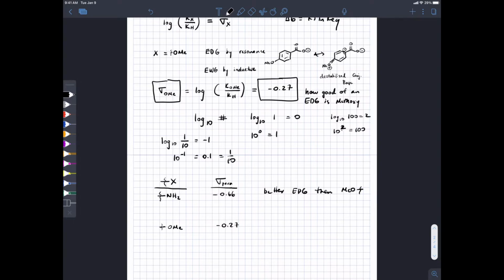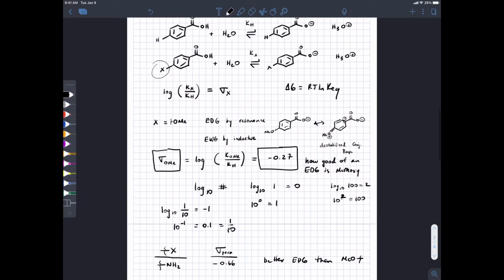Yeah, go ahead, Joshua. If you view it as an sp2 NH2, which isn't 100% true, if you view it that way, you have a full p orbital. Then it can donate directly into the ring. Okay.